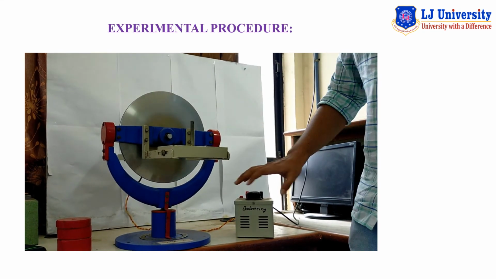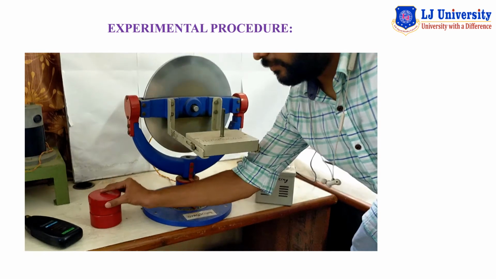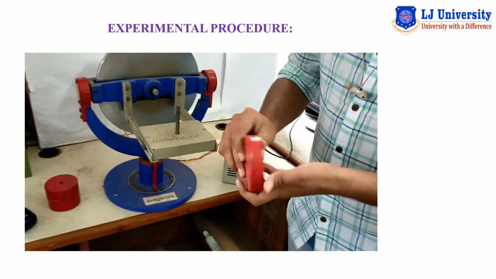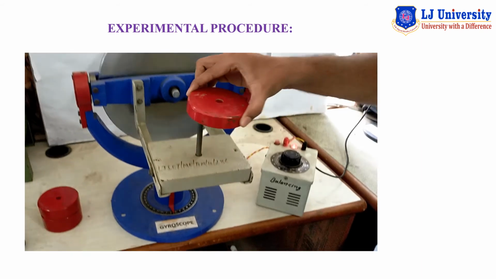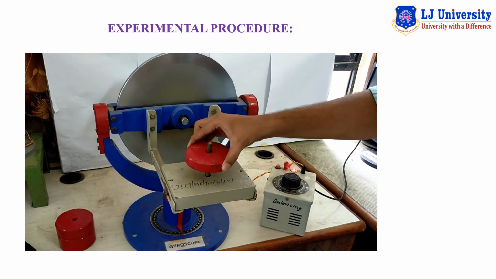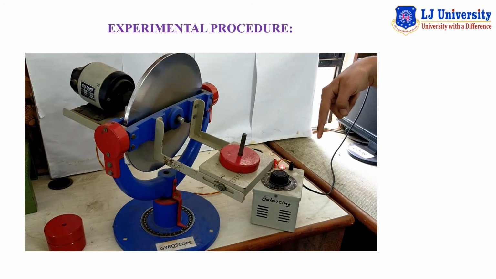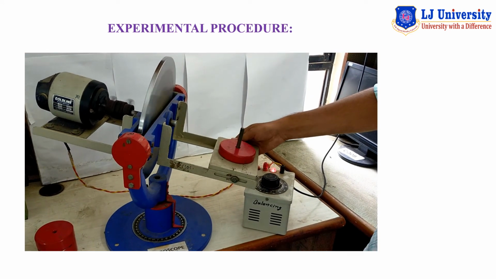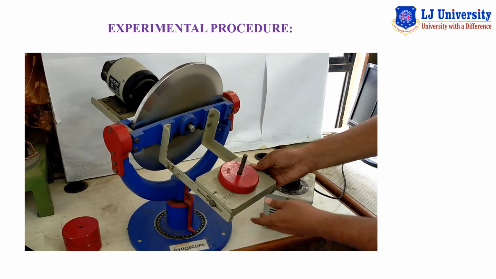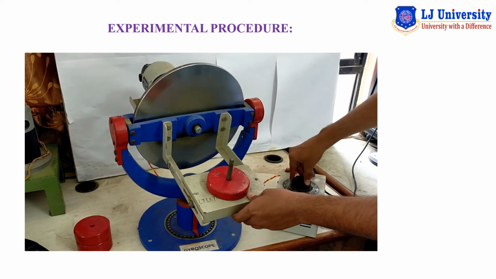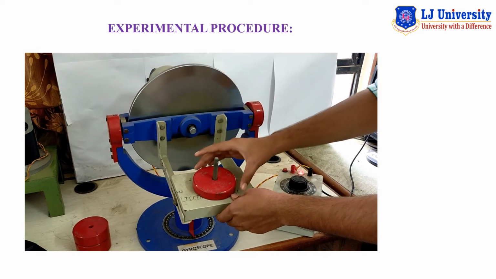So the body will try to move in the direction of the resultant force. The direction of the resultant force is inclined, so the body will move in the inclined direction. You can see in this video. Clear? The gyroscope tries to rotate towards the left hand side.